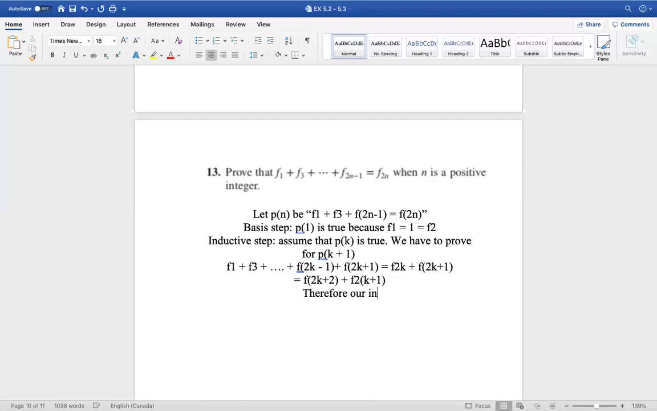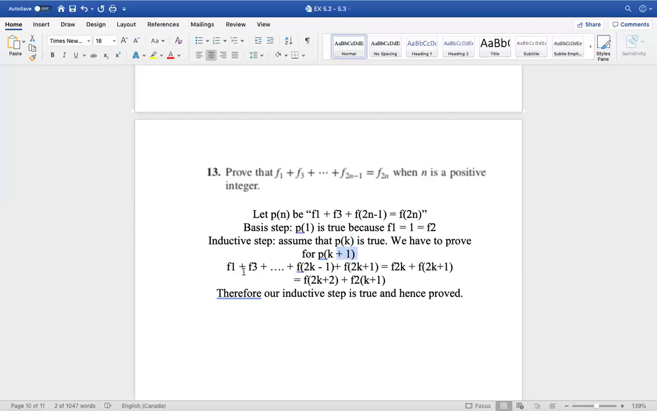Therefore, our inductive step is true and hence true. Okay, so our P of n represents this statement over here, this equation over here, and then we did the basis step on this. So n is a positive integer, so we'll take the first positive integer, and then we found out that it is actually equal to 1, right? And so is that f of 2 here. So here we did the inductive step, in which we assume that P of k is true, and then we have to prove it for P of k plus 1.